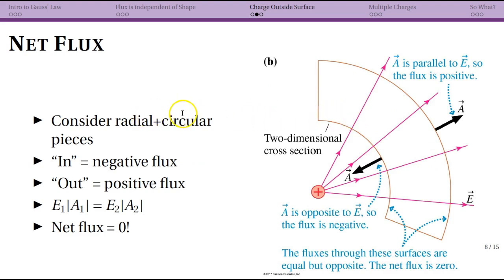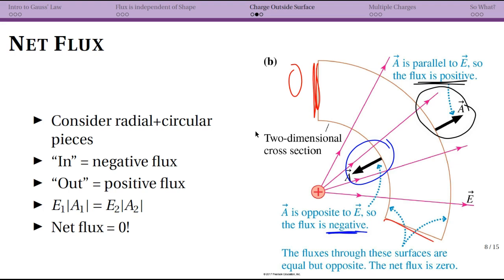We're going to have our radial pieces and our circular pieces. We then have negative flux and positive flux. Our positive flux is up here where your field and your A are parallel. So that's positive flux. Your negative flux is down here where they're antiparallel. Now here, what's our flux? Our flux here is 0. What's our flux here? Our flux here is 0. So really, we just have to think about this negative flux and this positive flux.